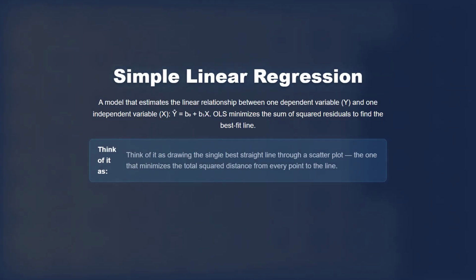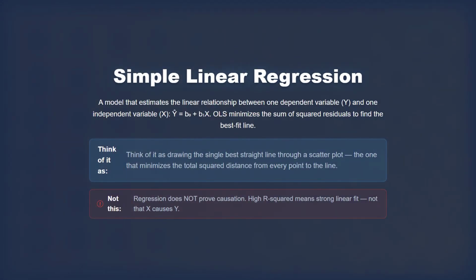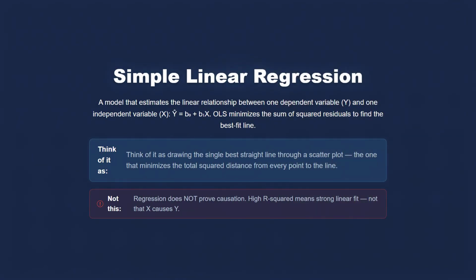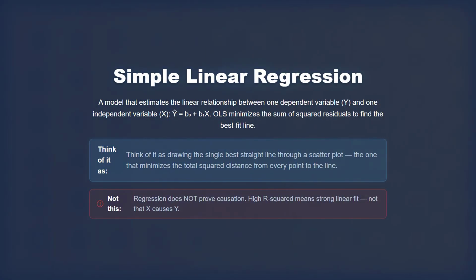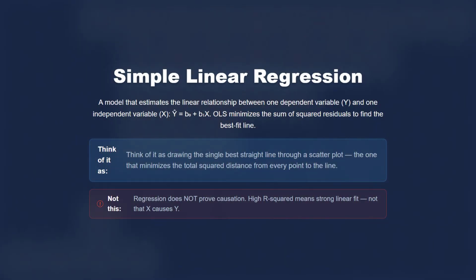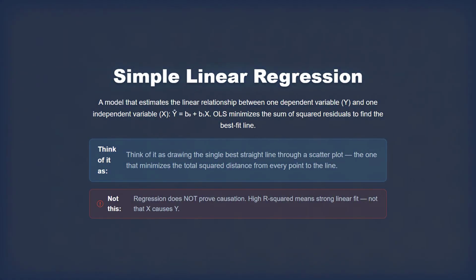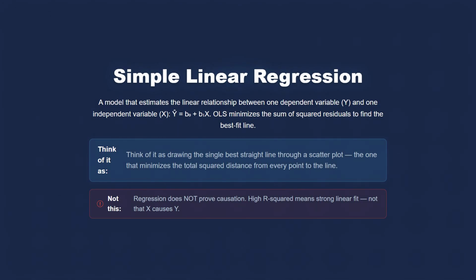Simple linear regression models the relationship between one dependent variable y and one independent variable x. The equation is y hat equals b0 plus b1 times x. b0 is the intercept, the expected value of y when x is 0. b1 is the slope. For every 1 unit increase in x, y changes by b1 units. The exam tests exactly one thing here. Can you tell the slope from the intercept, and can you state what 1 unit of x means for y?